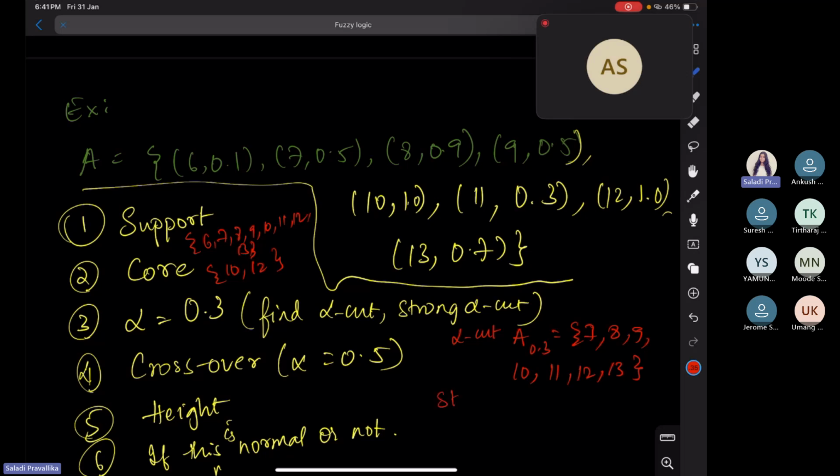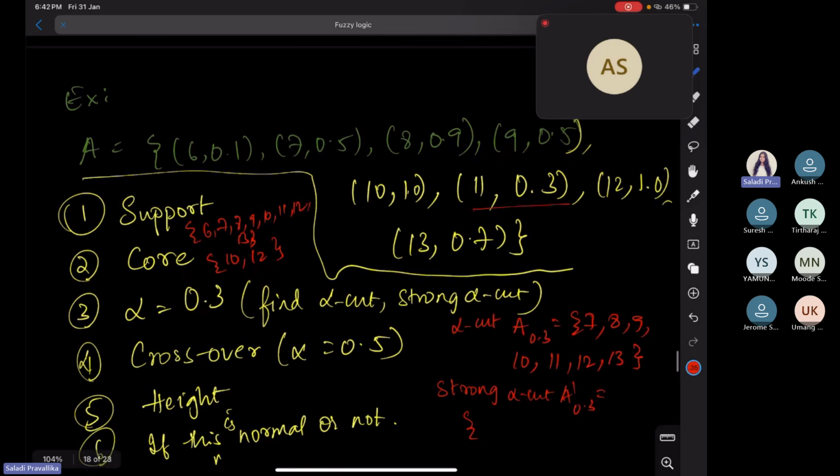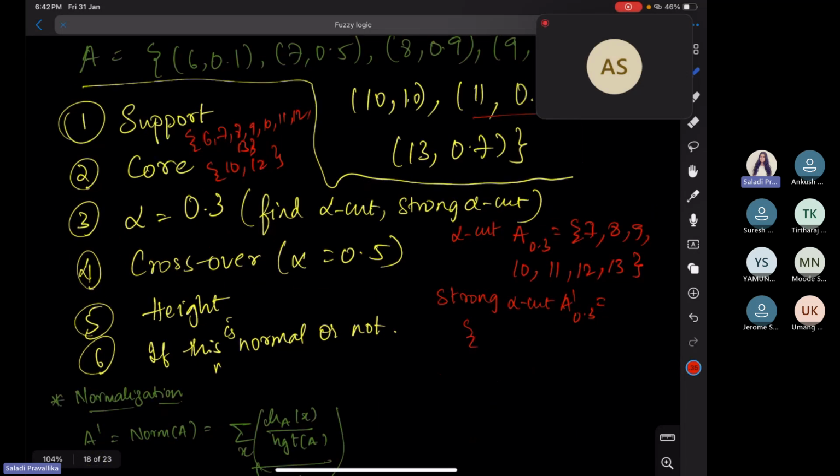And if we are saying we need strong alpha cut, with 0.3, then it is almost equal to the alpha cut, but without one value, that is 11, because the membership value is equal to 0.3 for that. So it is 7, 8, 9, 10, 12, and 13. So we are skipping 11. So this is strong alpha cut.